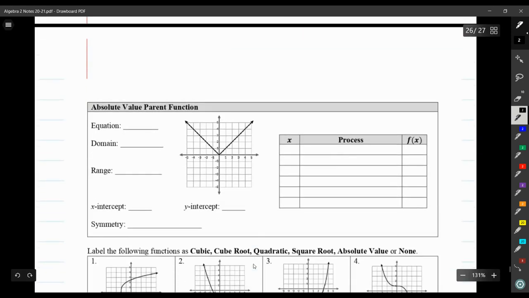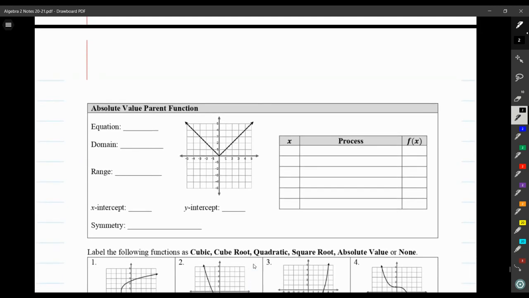Last one. Let's talk about the absolute value parent function. So the absolute value looks extremely similar to a quadratic, except that it has a point at the bottom and not a curve. Okay, so the absolute value parent function is the equation f of x equals, and this is called the absolute value of x. That's how you read that. These two vertical bars around x means the absolute value of x. That's how you read this.